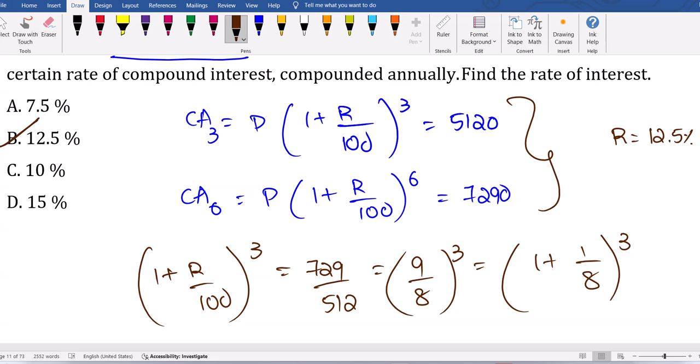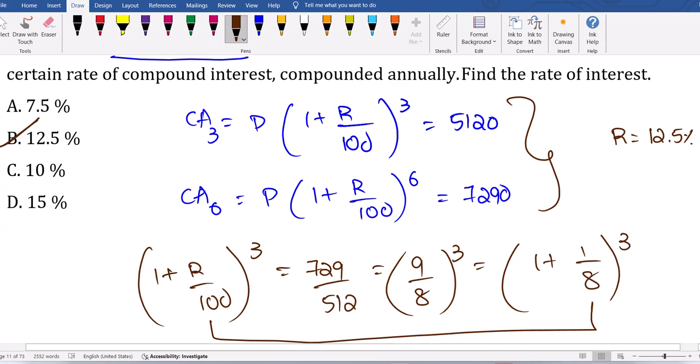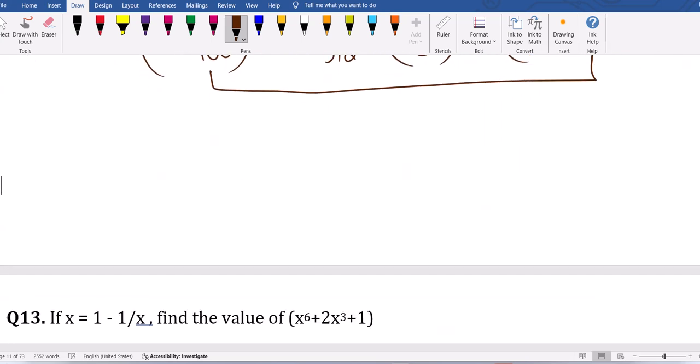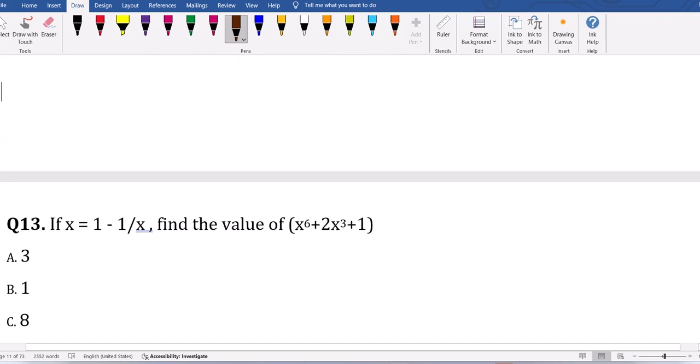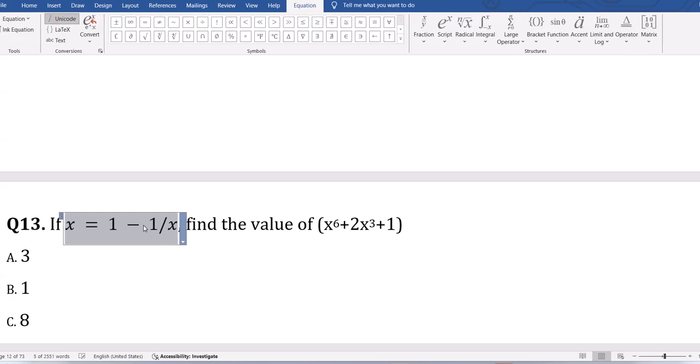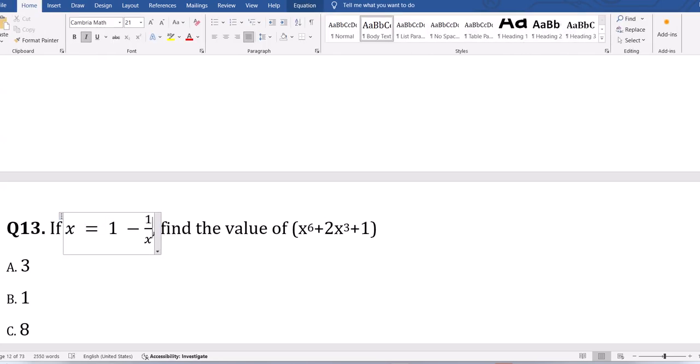You divide those two, P gets cancelled and we can calculate the rate of interest. Comparing these two, R equal to 100 divided by 8, 50 divided by 4, 25 divided by 2, 12.5. Compound interest. And this question is equation solving related. Equation solving.